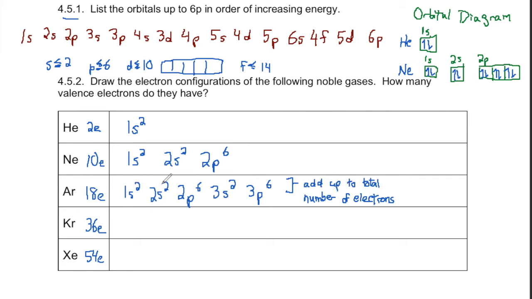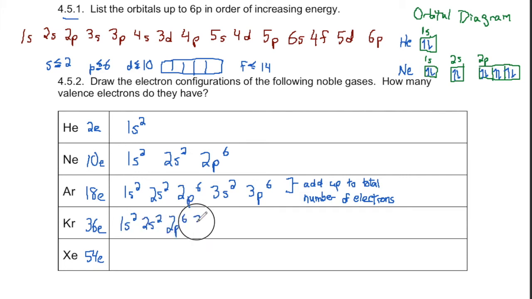So for argon, these superscripts have to add up to 18 because argon has 18 electrons, and we're showing where all 18 of them are. 2, 4, plus 6 is 10, plus 2 is 12, plus 6 is 18. So all 18 of argon's electrons are accounted for in this electron configuration.